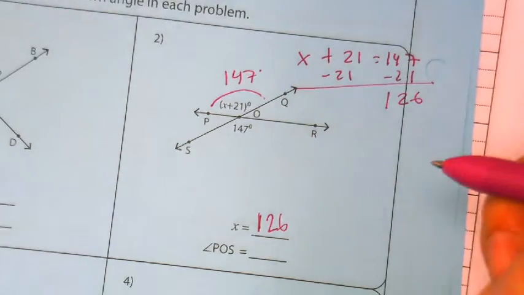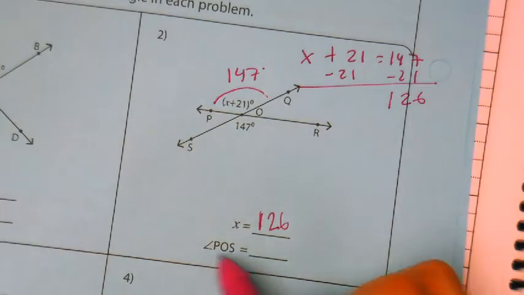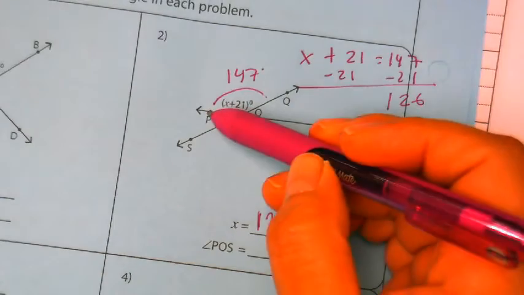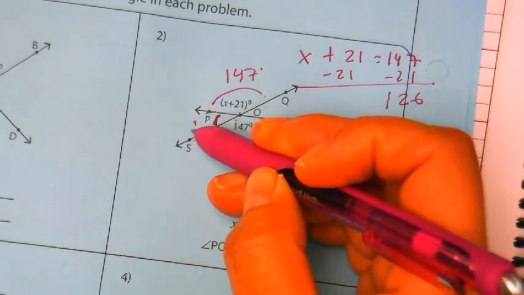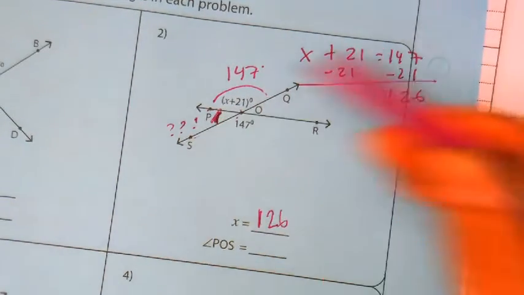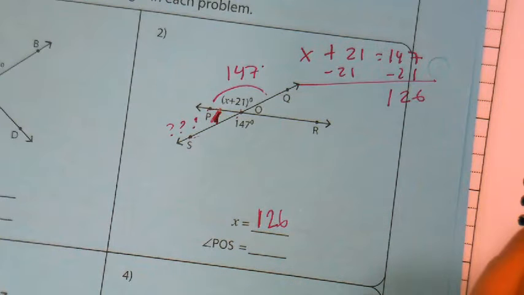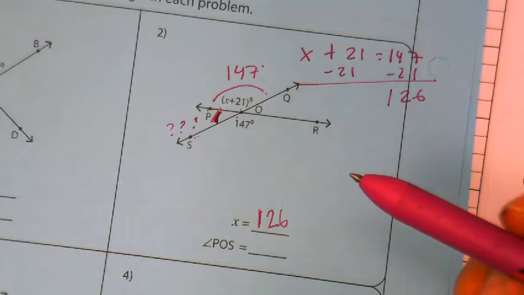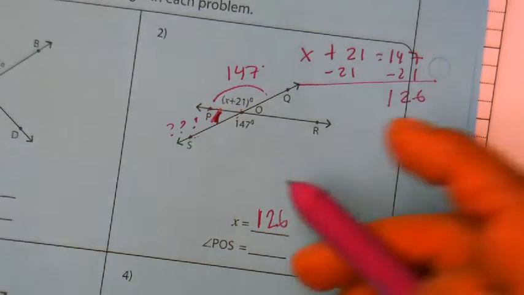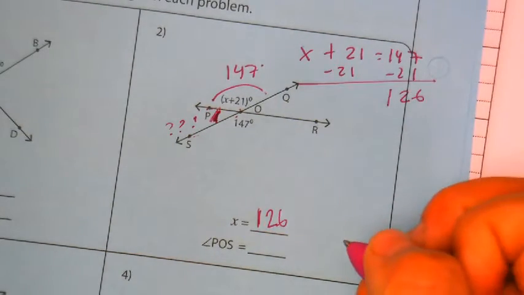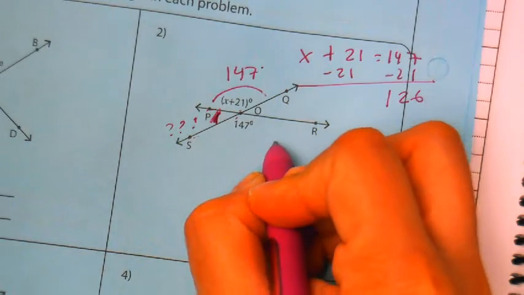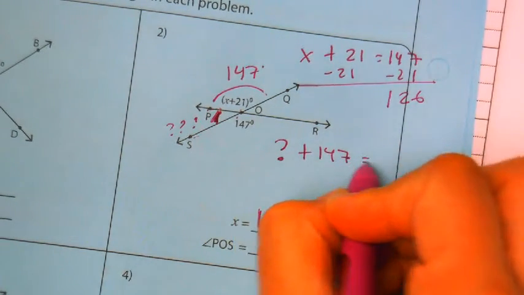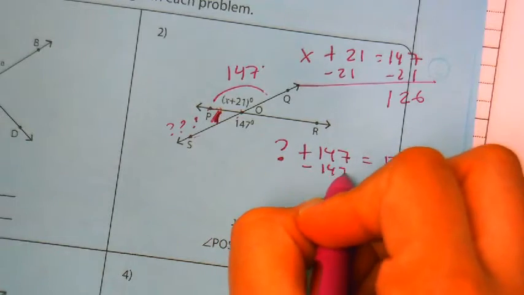126. Now, what are they asking me to solve? For angle POS. So trace it with your finger. POS. Oh, so they want me to solve for this angle right here. Question mark, question mark, question mark. This angle. How do I solve for it? We just take out the separation. We add 147. We get 180 subtracted by 147, and then we get the separation.